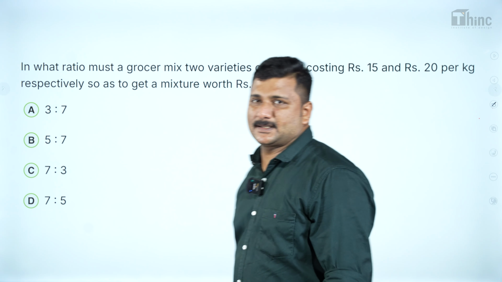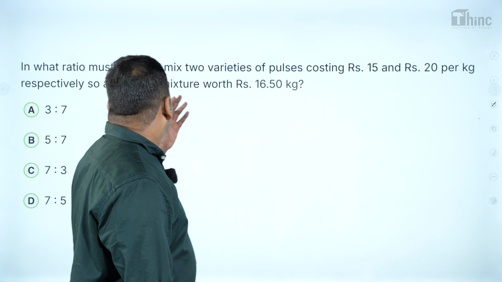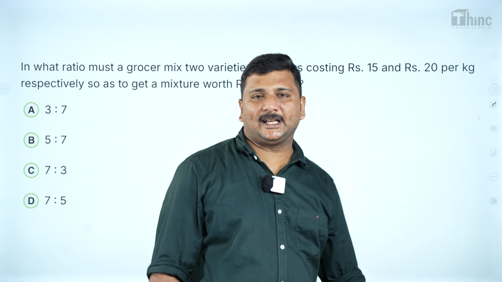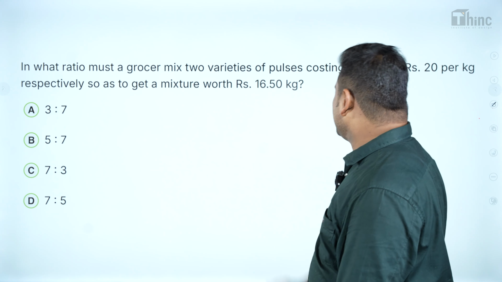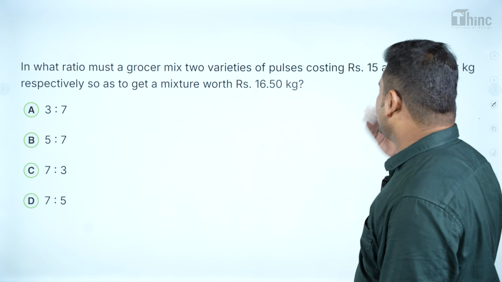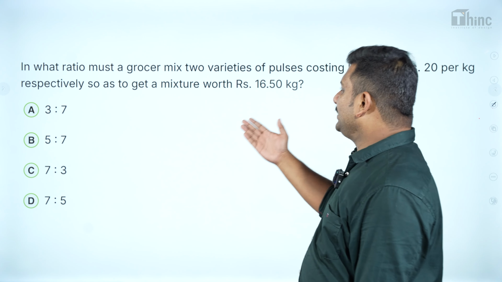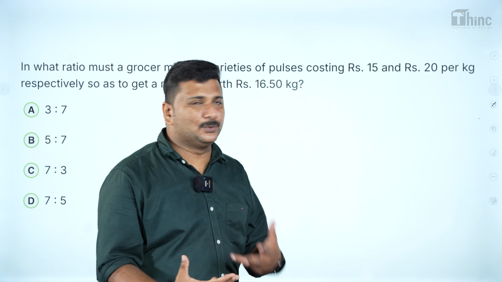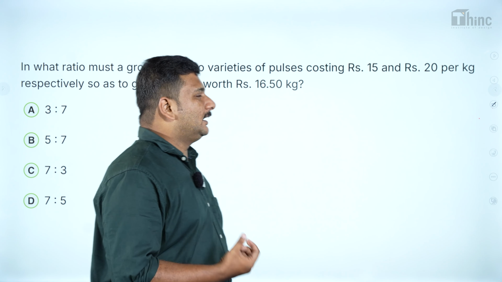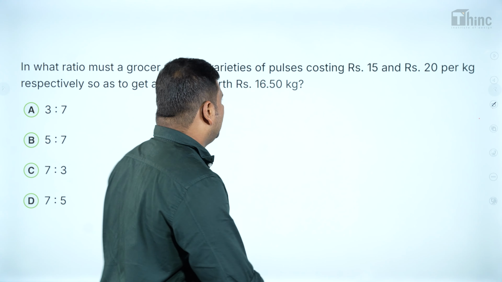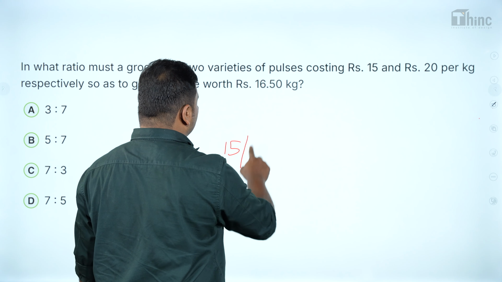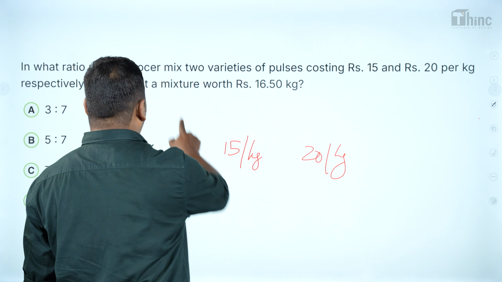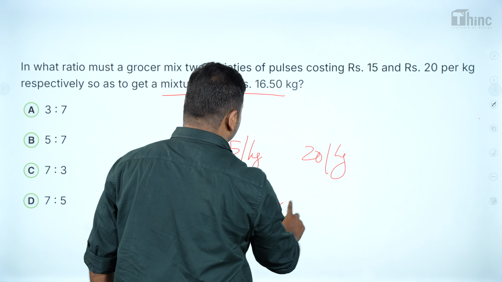So all of you look at this question. In what ratio must a grocer mix two varieties of pulses consisting of rupees 15 and rupees 20 per kg respectively, so as to get a mixture worth rupees 16.5 per kg. So this person is mixing two pulses, right? And what are the prices? So the price of one is 15 per kg, the price of second one is 20 per kg, and he is mixing these two and the mixture price is 16.5 per kg.